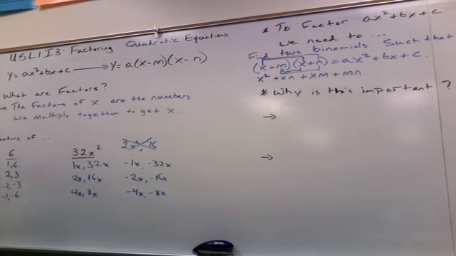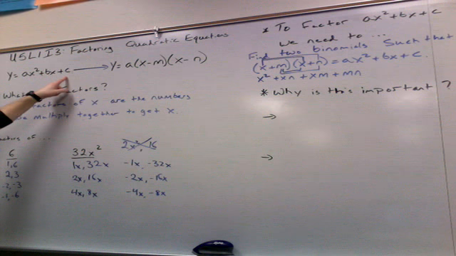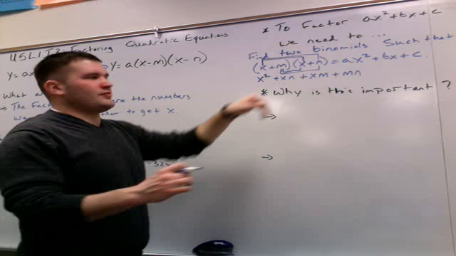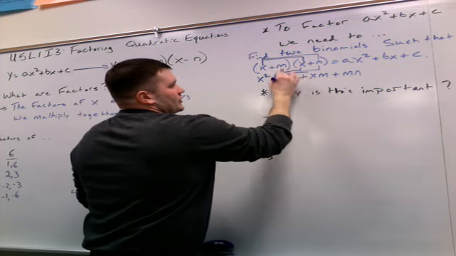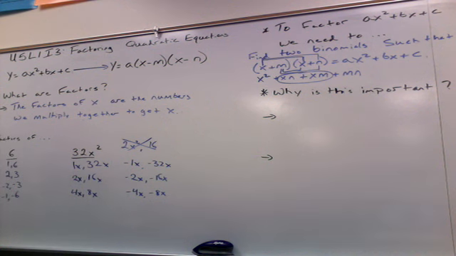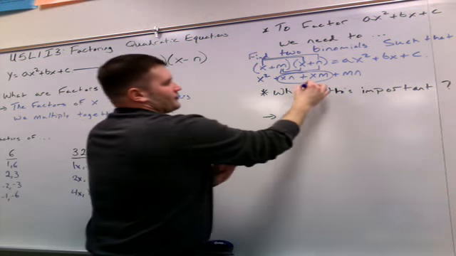Because what we're going to do to figure out our binomials is we're going to start with this C term. We're going to find the factors of C, and we're going to see which ones add up to what? We're going to see which ones add up to B. Because if we look, our B term is really those two added together, isn't it? Right? This is our B term.